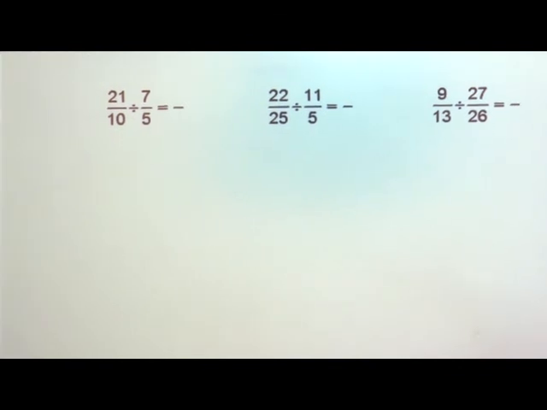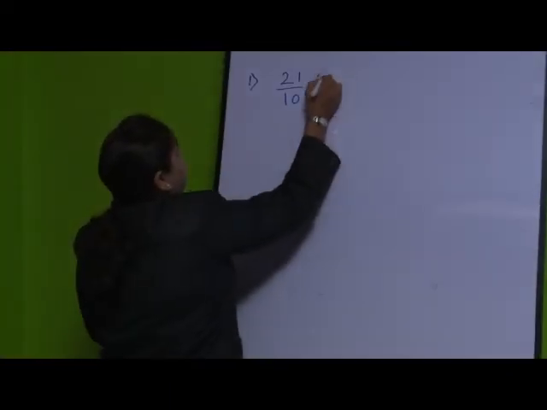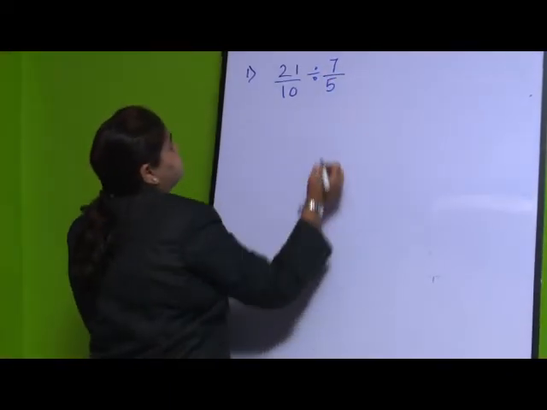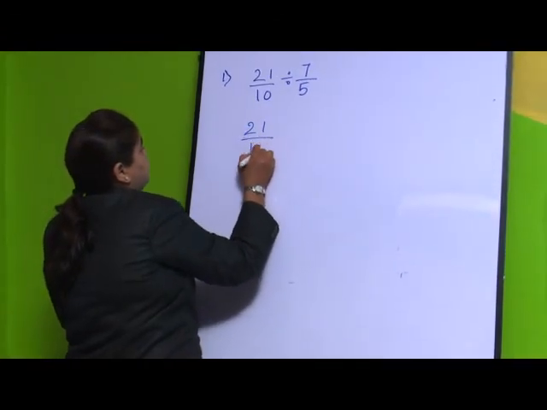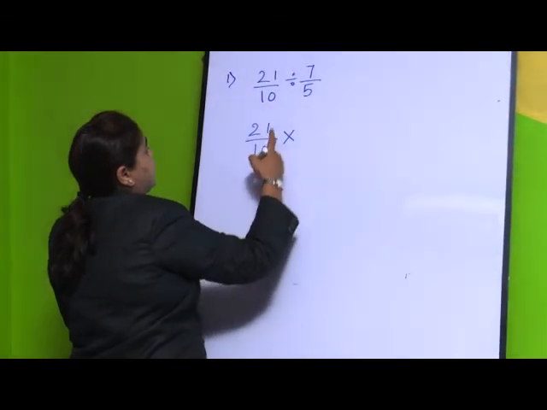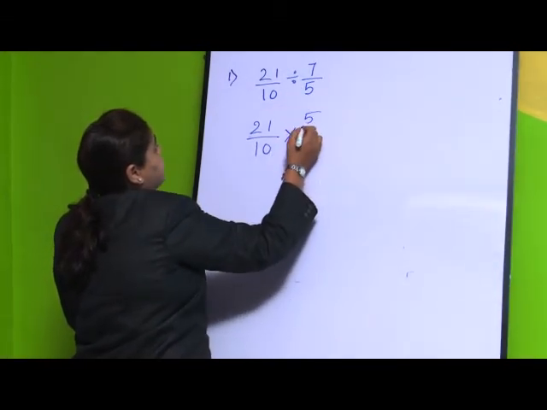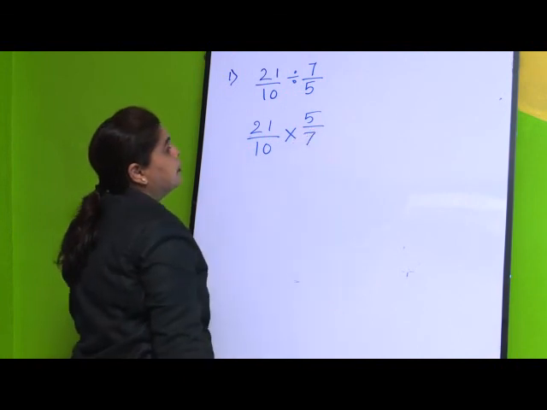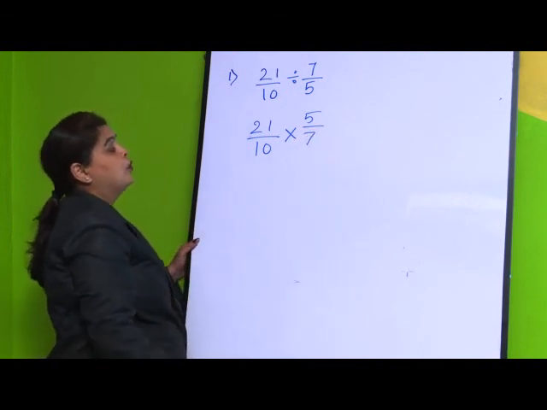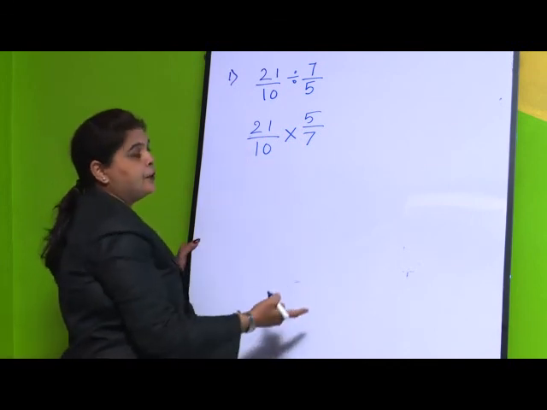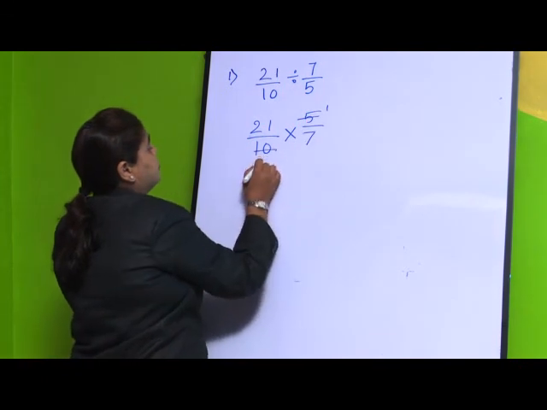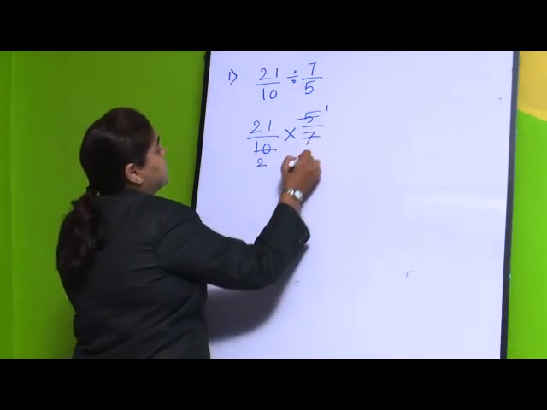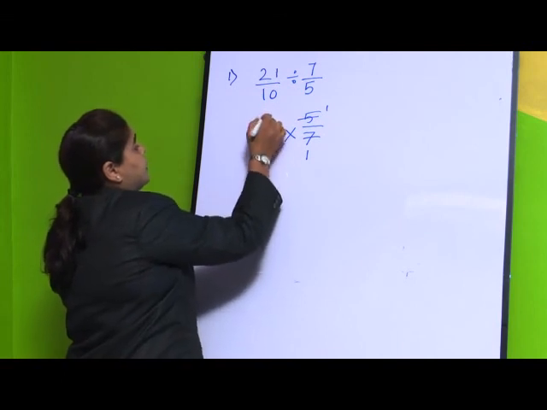21 upon 10 divided by 7 upon 5. We will write the first fraction as it is, 21 upon 10. When it is division, we go for multiplication and take the reciprocal of this fraction, which is 5 upon 7. Now you know how to reduce it. If it is possible, you can reduce directly. Here 5 ones are 5, 5 twos are 10, 7 ones are 7, 7 threes are 21.